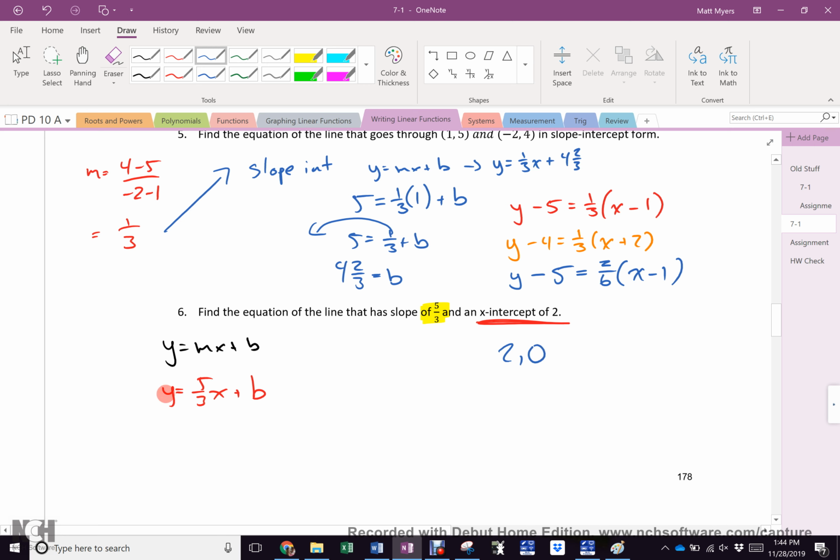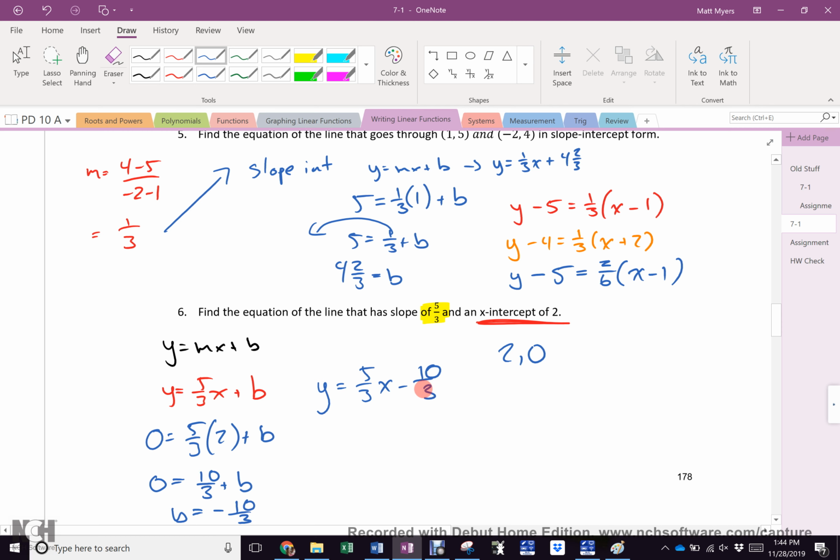What goes here? What goes here? 2. What's 5/3 times 2? What does b equal? Negative 10/3. So is this okay? Y equals 5/3 x minus 10/3.